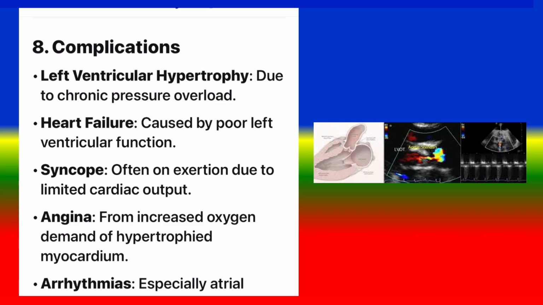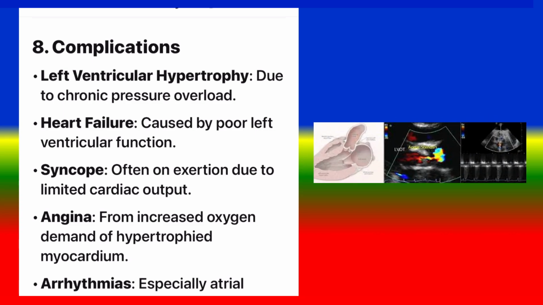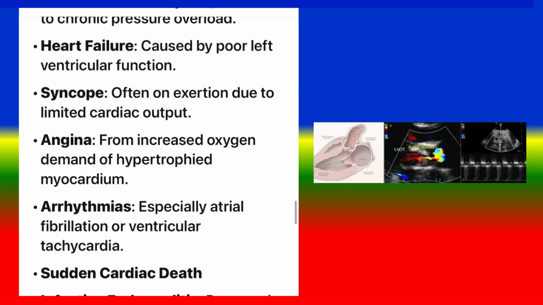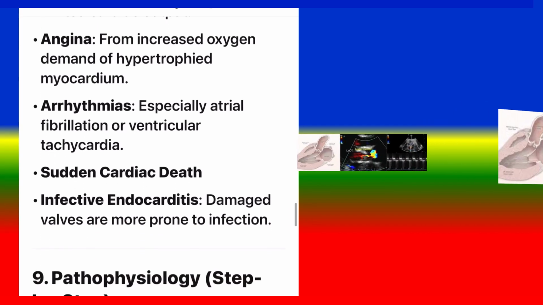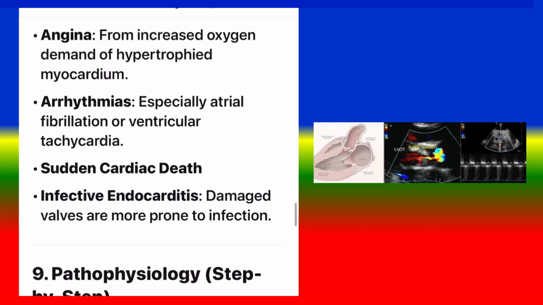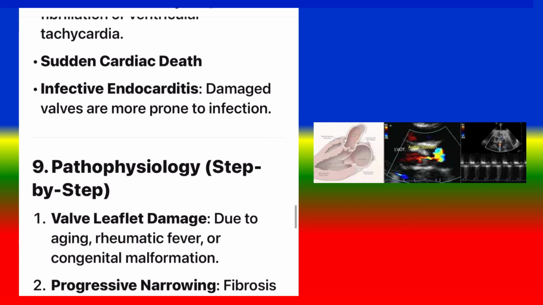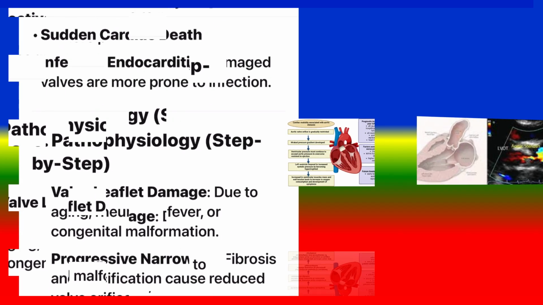8. Complications. Left ventricular hypertrophy due to chronic pressure overload. Heart failure caused by poor left ventricular function. Syncope, often on exertion due to limited cardiac output. Angina, from increased oxygen demand of hypertrophied myocardium. Arrhythmias, especially atrial fibrillation or ventricular tachycardia. Sudden cardiac death. Infective endocarditis, damaged valves are more prone to infection.